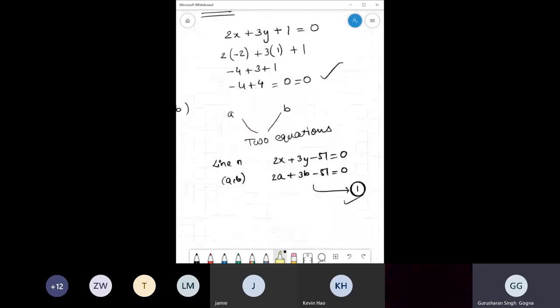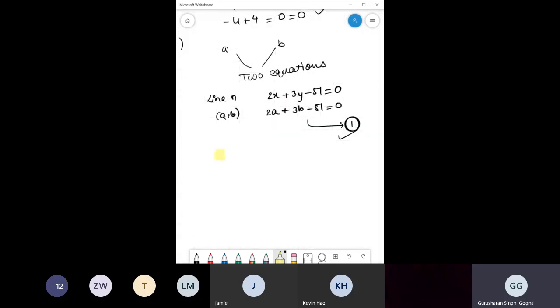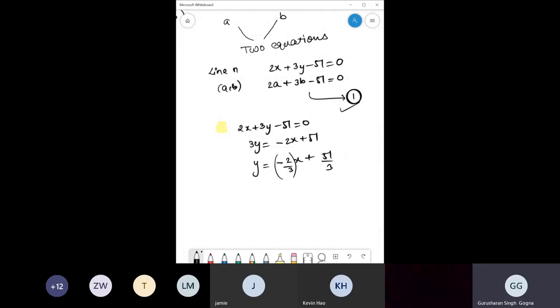Okay, but let's find out the slope of the line. So 2x plus 3y minus 51 equals to 0. 3y equals to minus 2x plus 51. So y equals to minus 2 over 3 x plus 51 over 3. Okay, so I don't care about this constant here. I'm focusing on the slope. So again, why I'm doing this way? Because I don't have 2 points on line n. So I need to use the second option, which means use the equation and convert into y is equal to mx plus c form. So I got the slope here, which is minus 2 over 3.